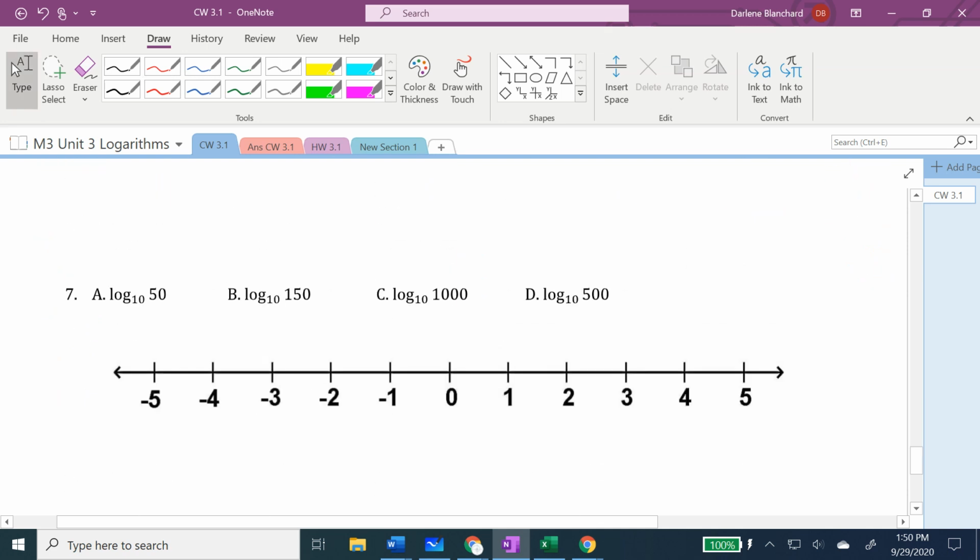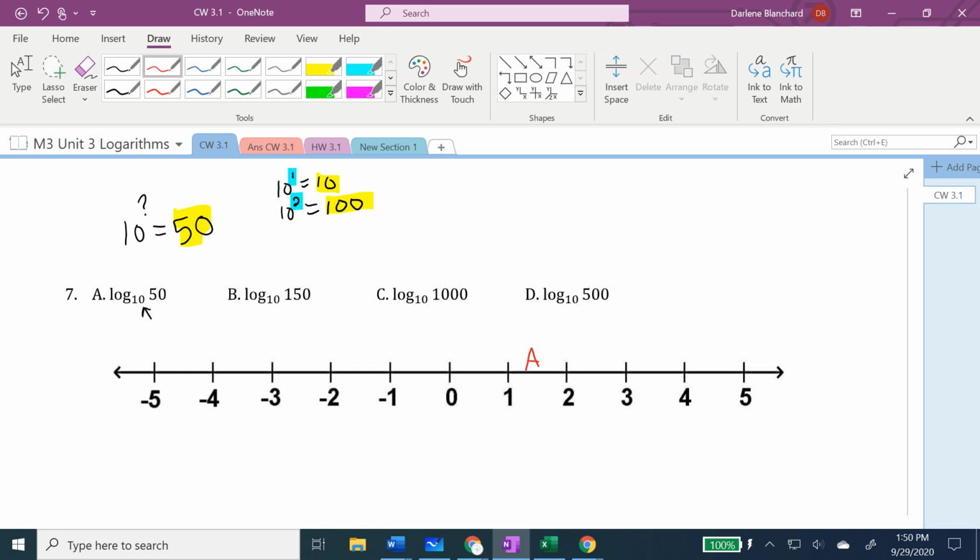And I'm going to keep going, but I'm going to go a little bit faster. Number 7, 10 to what power gives me 50? So I'm going to think through 10 to the 1 gives me 10. 10 squared gives me 100. 50 is between 10 and 100. So my logarithm is between 1 and 2. And I'm going to put letter A between 1 and 2. And it's not halfway, but right now I don't want you to concern yourself with who is it closer to, 1 or 2. Right now, don't worry about it.